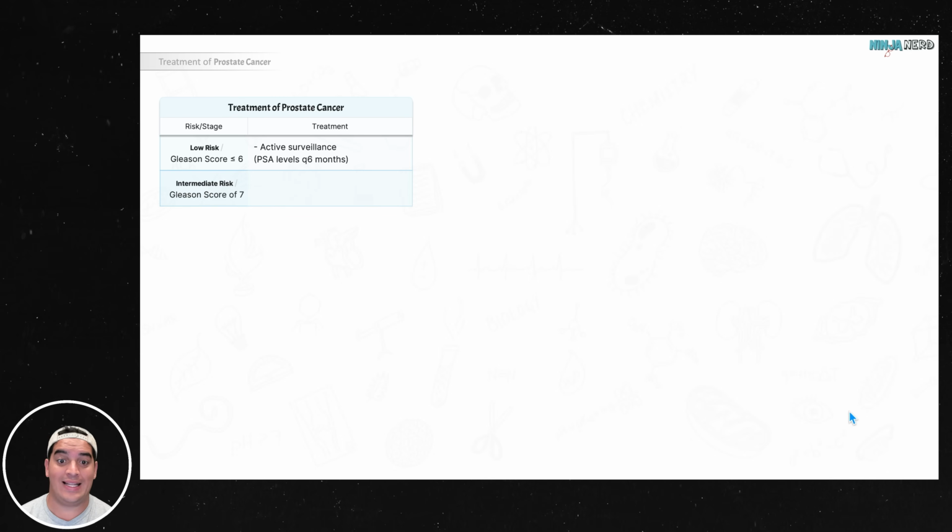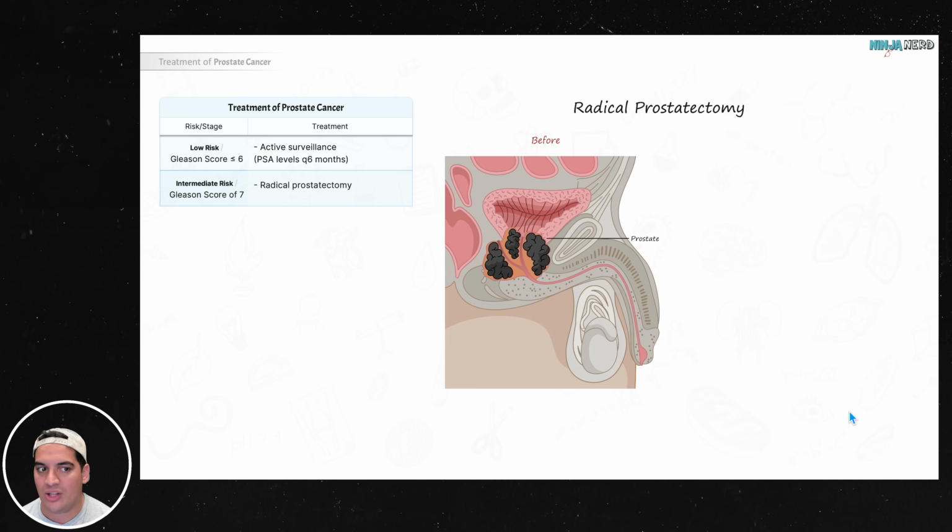All right, my friends, the next part is intermediate risk. The Gleason score is about 7 now, so we're definitely in the intermediate risk. At this point, us saying active surveillance is really not wise. There is a risk of this thing getting worse. There's a risk of it metastasizing, and we don't want that. We don't want it to get bigger. We don't want it to cause more symptoms. We don't want it to metastasize. So offering a radical prostatectomy would probably be the way to go.